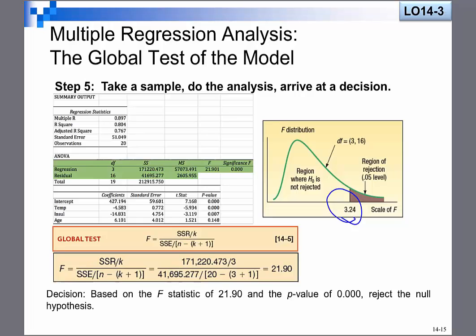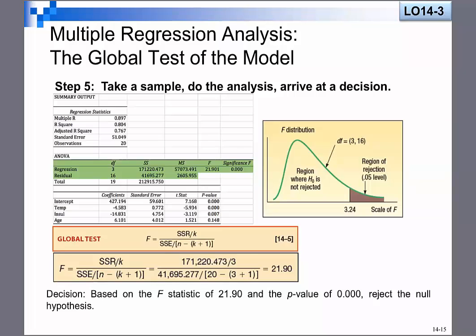Excel does not have a built-in formula for the global test of the computed F. I can even put that here, computed F. That's my computed F. So I need a formula, and there it is. SSR, sum of squares regression, divided by your number of treatments, your number of independent variables, 3, all divided by SSE, sum of squares residual.